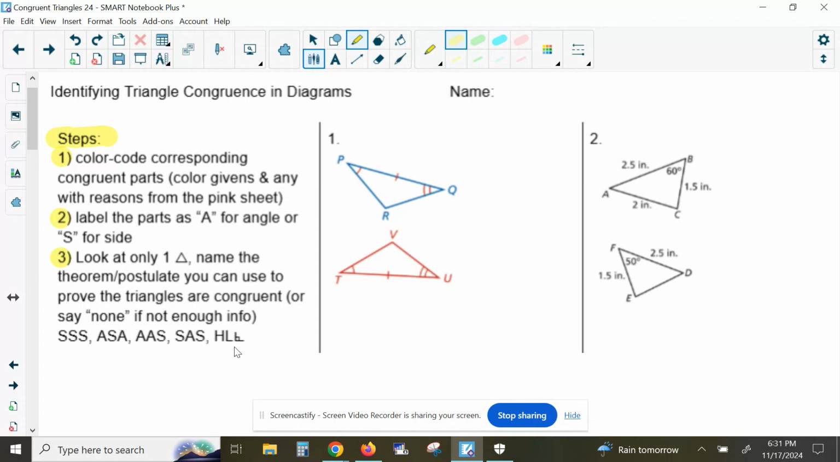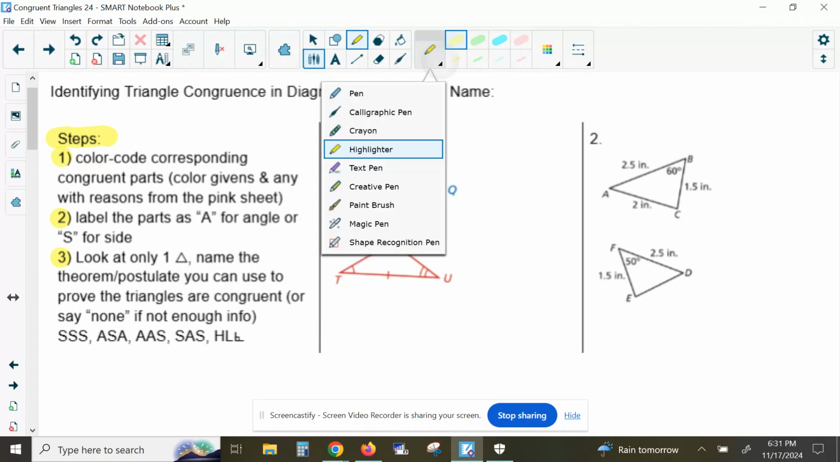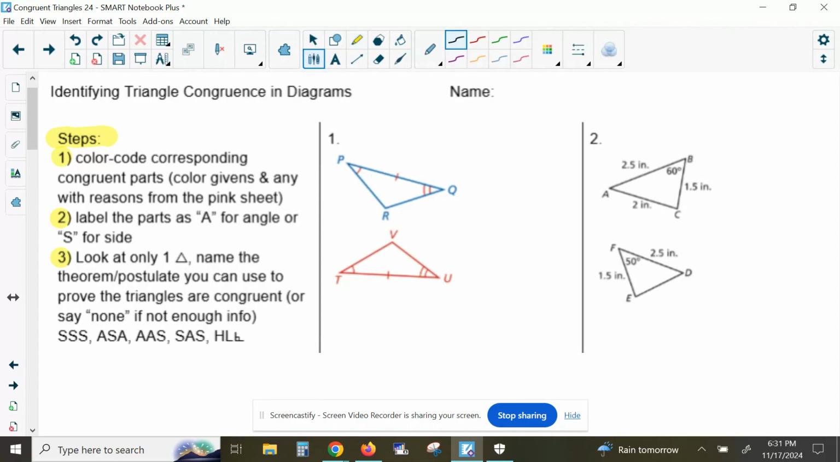So let's go ahead. It says the first step is to color code. So you do need at least 3 different colors. So make sure you have 3 different color pencils or crayons or highlighters or pens. Just make sure you have 3 different colors. Okay. So let's start.